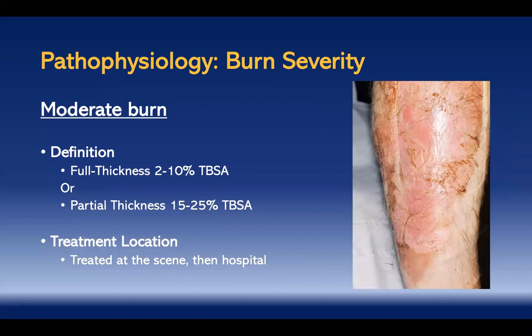A moderate burn is defined as full thickness of 2 to 10% total body surface area, or a partial thickness of 15 to 25% total body surface area. These patients typically have to be seen at the hospital. They'll be treated at the scene by the paramedics and then transferred to the hospital. And these patients are likely able to be treated at a regular comprehensive medical center, or depending on resources, they may be transferred to a burn center.